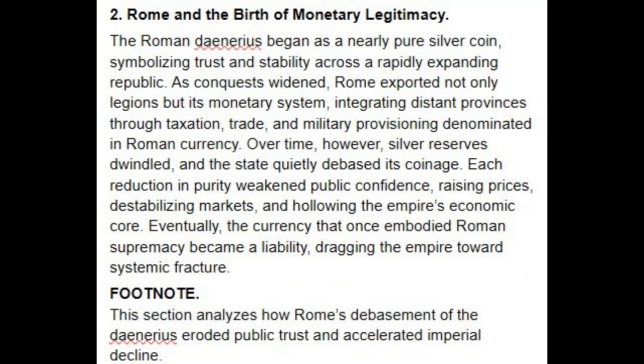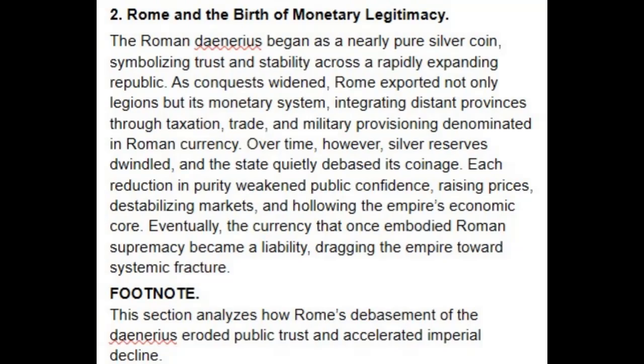2. Rome and the birth of monetary legitimacy. The Roman denarius began as a nearly pure silver coin, symbolizing trust and stability across a rapidly expanding republic. As conquests widened, Rome exported not only legions, but its monetary system, integrating distant provinces through taxation, trade, and military provisioning denominated in Roman currency.